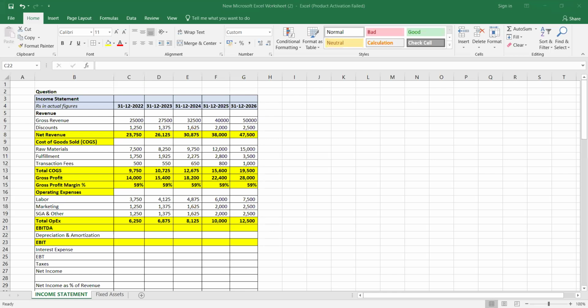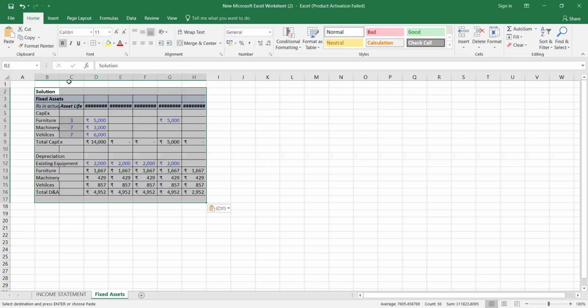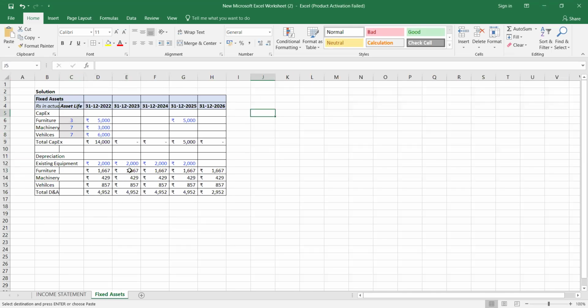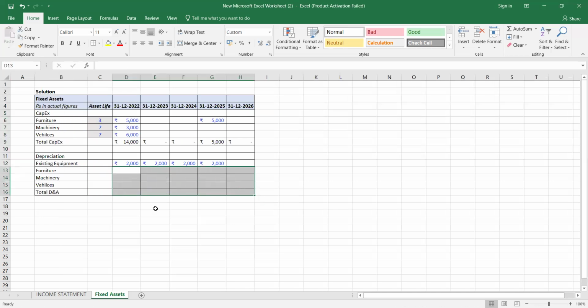Now for calculating depreciation, we should calculate under fixed assets. Where is the fixed asset column? Here. This is our question for fixed assets. I am copy pasting it, but you can directly do this. This is how the question will be given. I have already taught you how to calculate this, right? Once again, I am repeating here. Here it is very simple. They have given you existing equipment value also. We have to keep like this only.